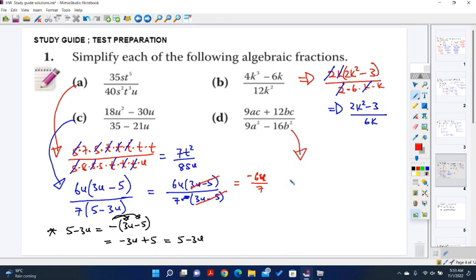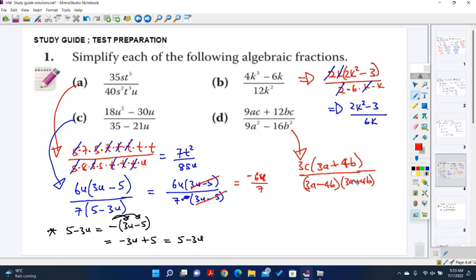And finally, on this one, 9ac, 12bc, 3c is common. So I have 3a plus 4b. And in the denominator, when you look at 9a squared minus 16b squared, it's a difference of squares, which is 3a minus 4b, open brackets, 3a plus 4b.